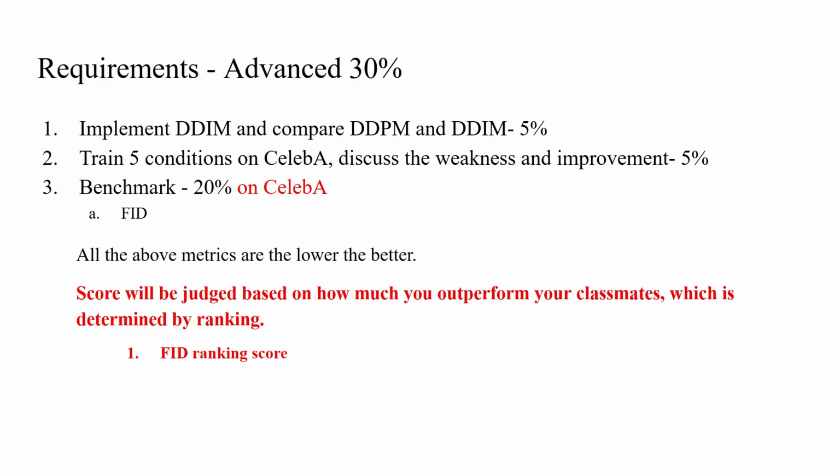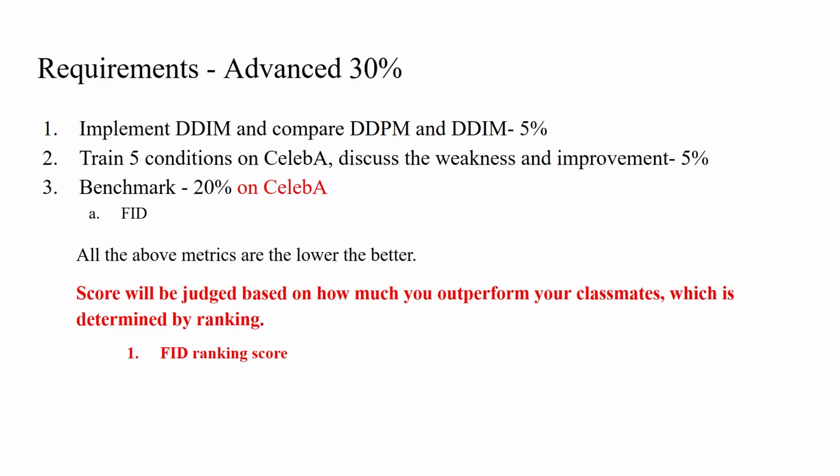And the last one is a benchmark on CelebA, and we use one metric to evaluate your model performance, which is FID, just like in DDPM. This metric is the lower the better. And the score will be judged based on how much you outperform your classmates, which is determined by ranking. So we will rank based on your FID score, and do the scoring based on the ranking.